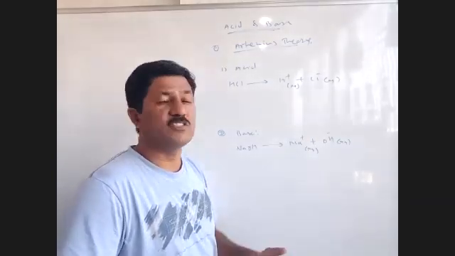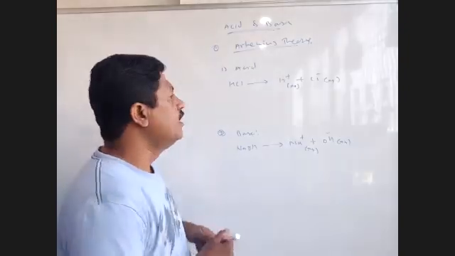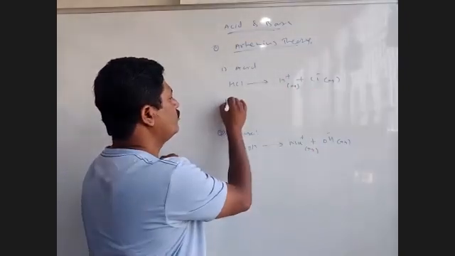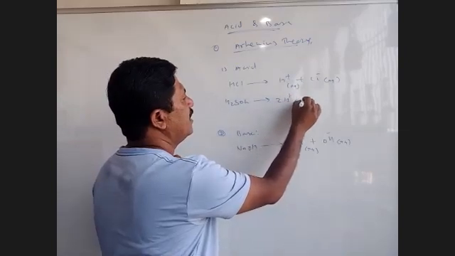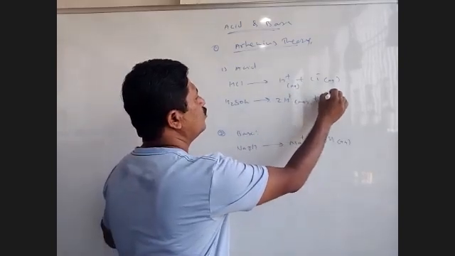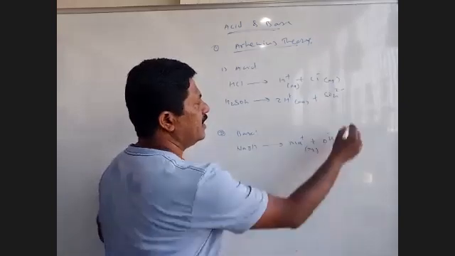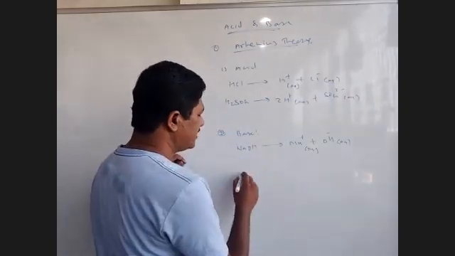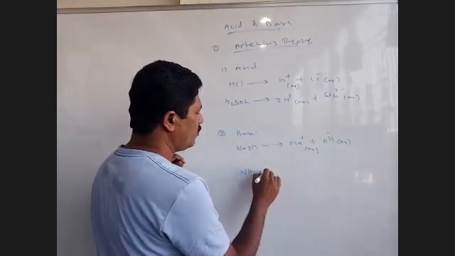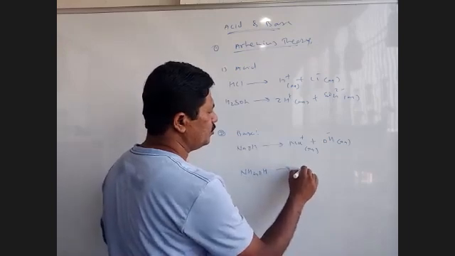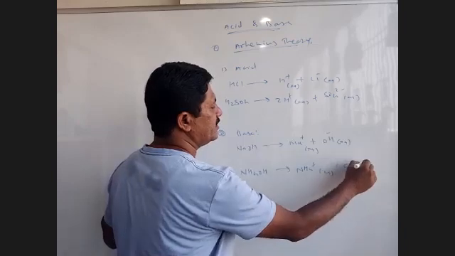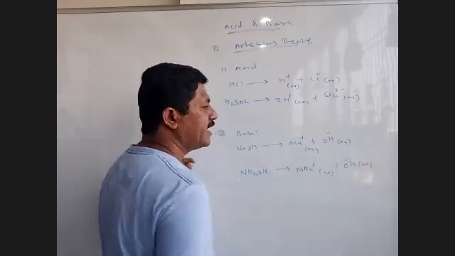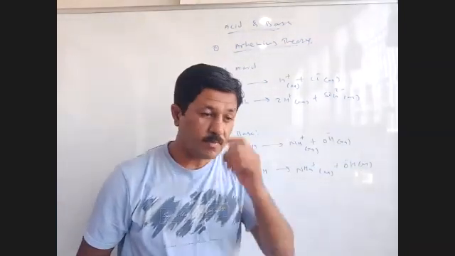There are many substances, many examples that we can write over here. We can have the example of H2SO4, which produces 2H plus aqueous plus SO4 2 minus aqueous. The next example is NH4OH, which dissociates to produce NH4 plus aqueous plus OH minus aqueous. So there are many examples.